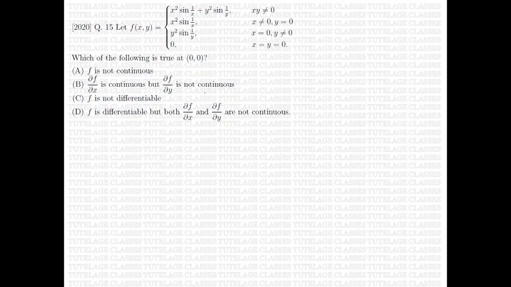Since it is a symmetric function, we can strike out this option because the partial derivatives of f with respect to x and y, either both should be continuous or both should be discontinuous, the function being a symmetric one. Now let us check whether the function f is differentiable or not.